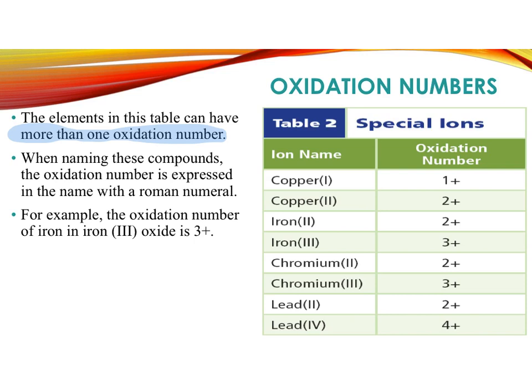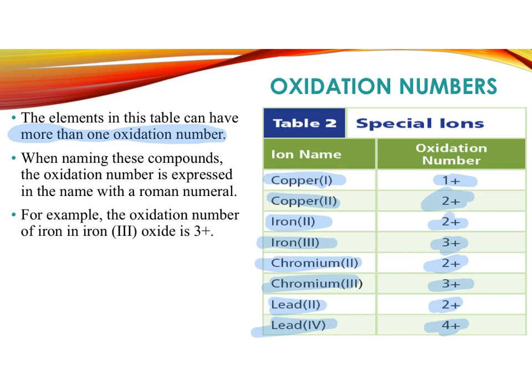We're only going to look at a few special ones. In fact, we're going to take a look at 8 special ions. They come in pairs of 2. There's copper, iron, chromium, and lead. These are the ones we're going to look at. And you can see copper can be 1 plus or 2 plus, iron can be 2 plus or 3 plus, chromium 2 plus or 3 plus, and lead 2 plus or 4 plus.